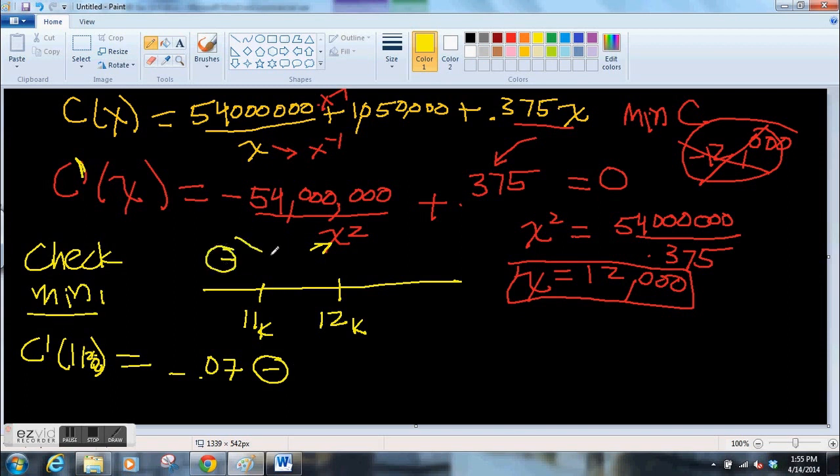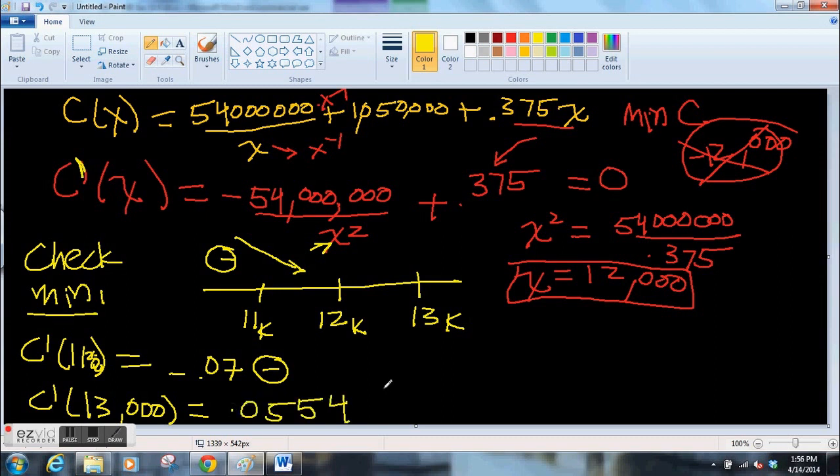We're saying the function is going negative on the left side, and then if we plug a number on this side of 12,000, let's say 13,000, into the first derivative, you get 0.0554. That number is positive. Again, I'm interested in the sign of each number, not the actual value. So I see that my function goes down, then it hits a critical point at 12,000, then it goes back up again. Therefore, 12,000 is confirmed as a minimum.